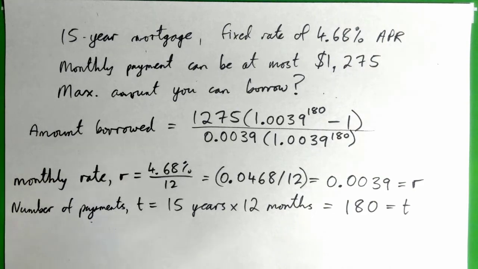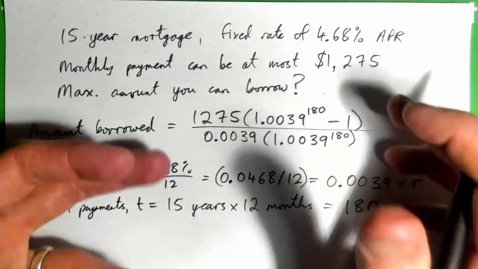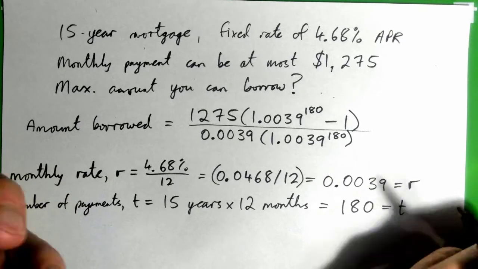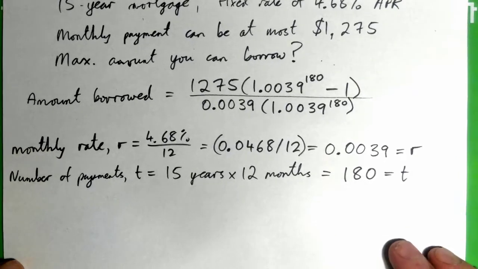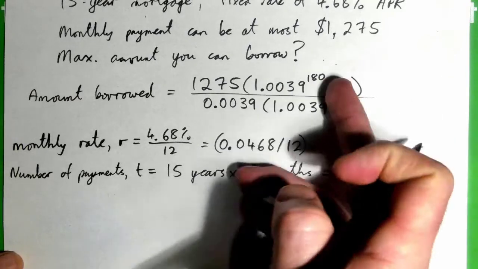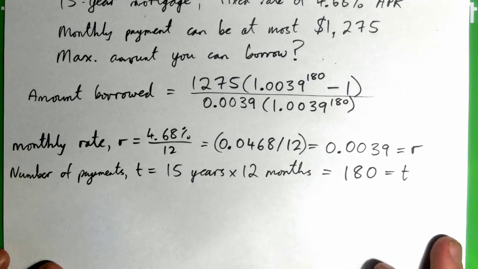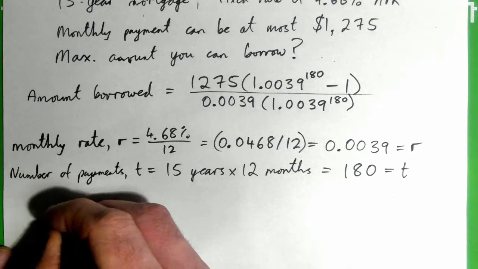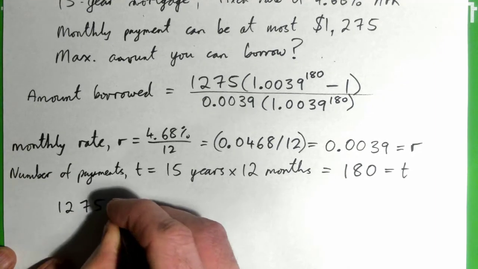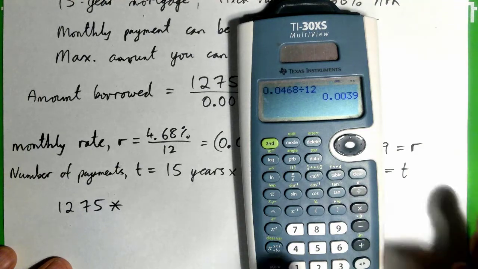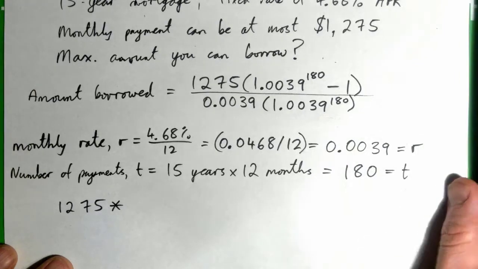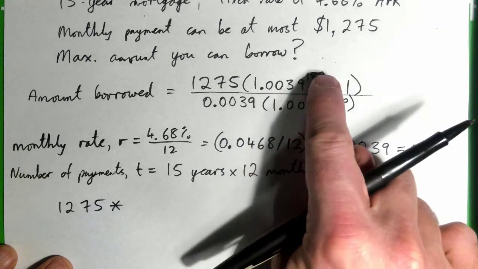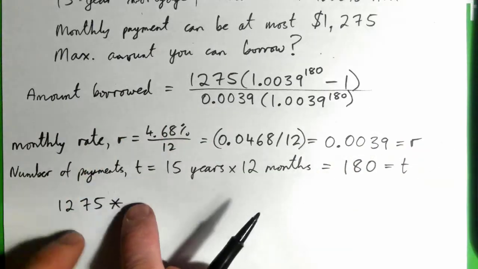So now the next question is, how do we stick this into a calculator or into a computer, a spreadsheet or something, to get the right answer? So let me just walk through that, and we have to think about the order of operations, PEMDAS. A lot of times you might want to just do the top, then do the bottom, then divide. You can totally do that. So the top would be 1275 times, I'm using a star for times, and then we've got to go this to the power of 180, subtract 1, then multiply it by this.